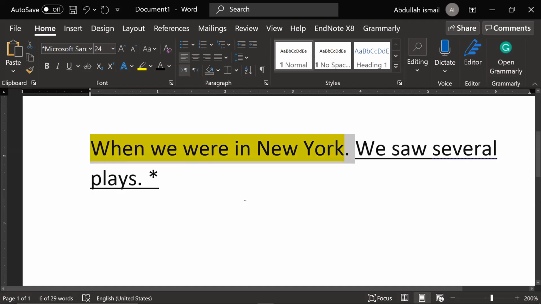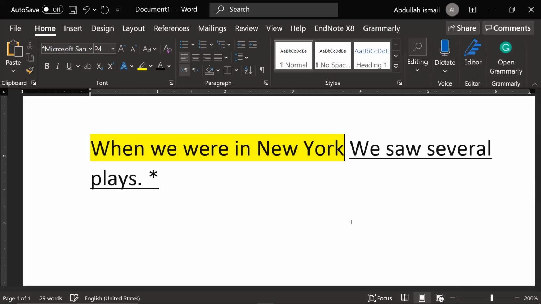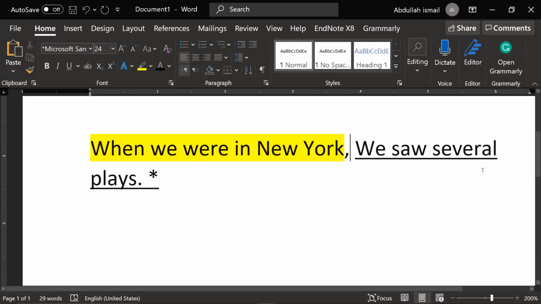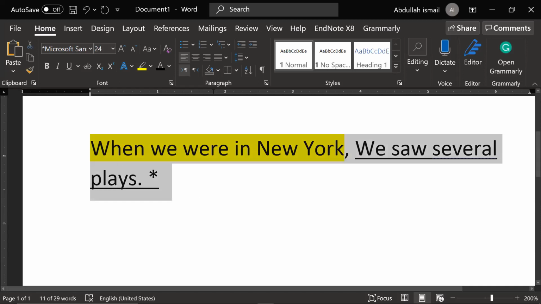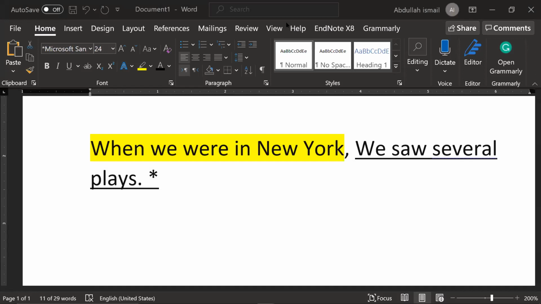It cannot stand alone. What does cannot stand alone mean? It means I can't put it by itself, start with a capital letter and end with a period. This is called standing alone as a whole sentence. So here, it is as if this structure is two sentences. This one is a fragment, which is wrong, and this is the main clause. But how do we correct this? We just delete this period and add a comma. When we were in New York, comma, we saw several plays. This becomes one complex sentence.